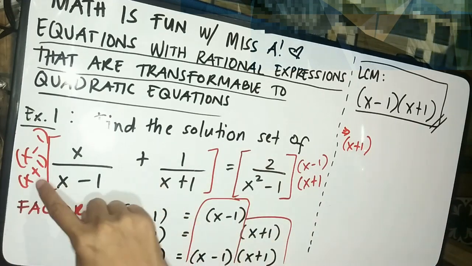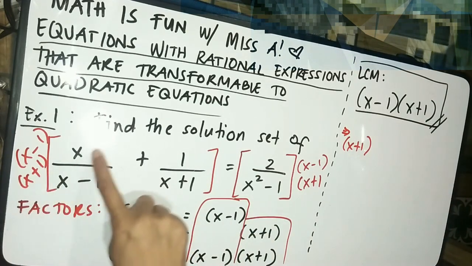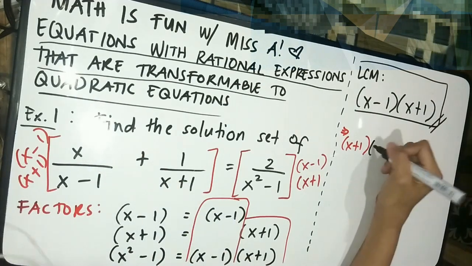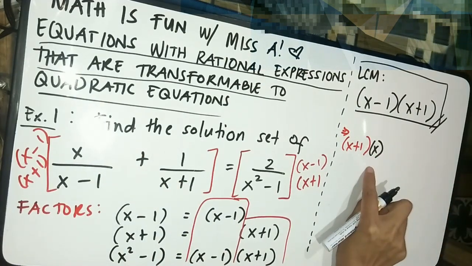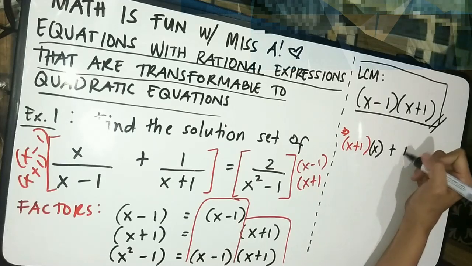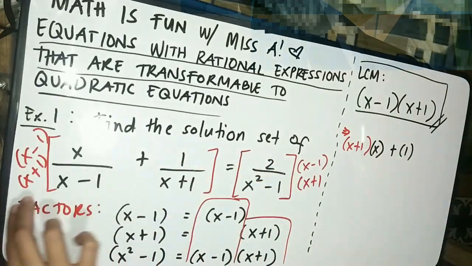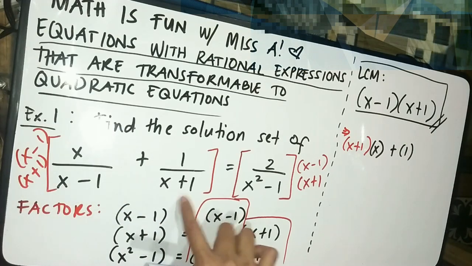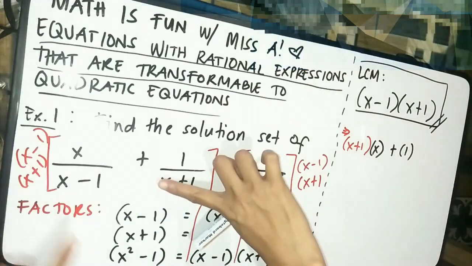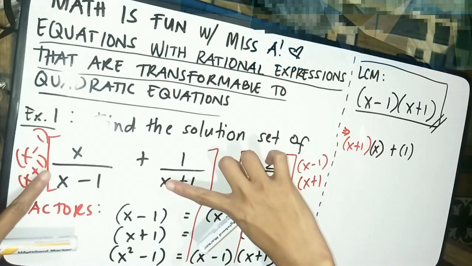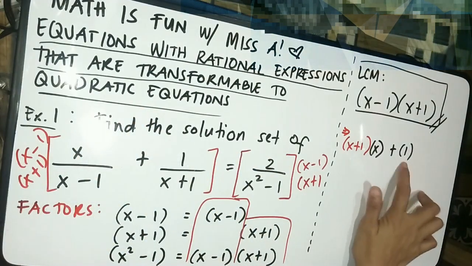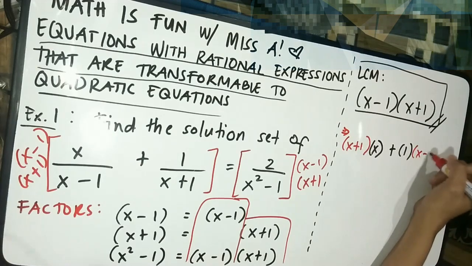However, yung x plus 1 na natira dito sa LCM mo ay i-multiply mo dito sa original numerator which is x. We will be using different ink para makita ninyo. And then you have plus, you have 1 sa numerator. Same process, you have x minus 1 times x plus 1 divided by x plus 1. So this time, ang matatanggal ay x plus 1. So ang matitira ay x minus 1. So yun yung i-multiply natin dito kay x minus 1.